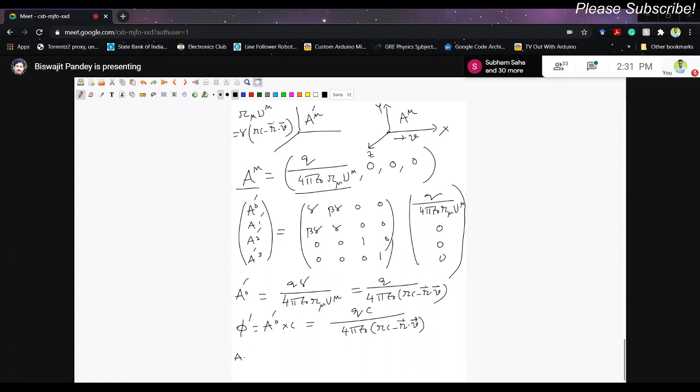And what is a1 prime? The x component in this case is beta gamma times q, and the others all become zero, so q beta gamma divided by 4 pi epsilon 0 r mu u mu. We know the expression for r mu u mu, so again you write q beta gamma cancels out, 4 pi epsilon 0 rc minus r dot v. If this is simplified, with beta equal to v by c, you will get exactly v by c square times phi prime. That means we get the same expression, right?